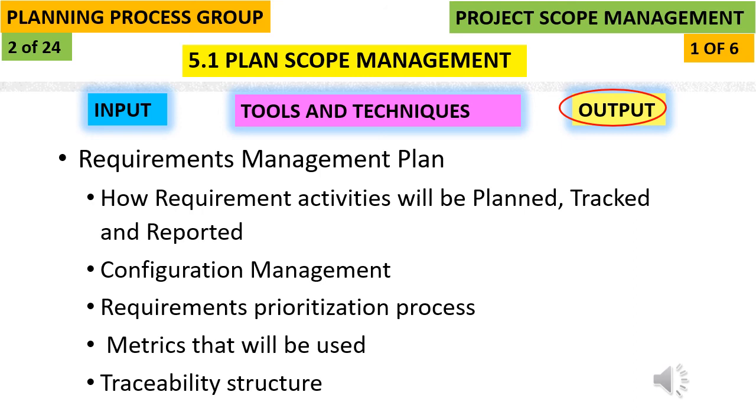And the last one is the traceability structure. How the requirements attributes will be captured in the traceability matrix is also captured in this requirements management plan. So when you have clarity on how the requirements will be managed and how we are going to manage the scope, then we can say this plan scope management process is completed. The next slide shows a bird's eye view of the inputs, outputs, tools and techniques of this process.